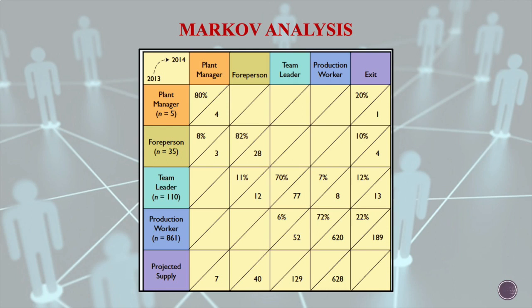Added to it, out of 110 team leaders, the level below, 11%, that is 12 employees, you can find over here, would be eligible for promotion to a 4-person position. Therefore, next year's projected supply of 4-person would be 28 from this year who are projected to stay in that role, plus the 12 team leaders who are projected to be eligible for promotion over the year, for a total supply of 44 persons.